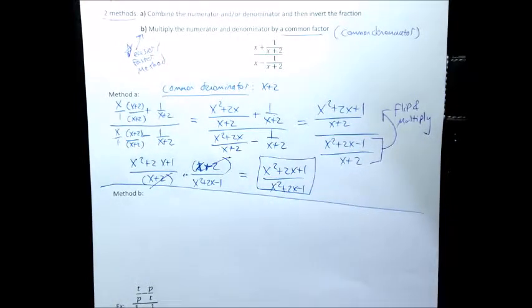And so again, that approach is to combine the numerator into one thing, combine the denominator into one thing, and then get rid of it by flipping and multiplying. And so that's method A. Let me just pause for just a moment here, and you can tell me if you have any questions.